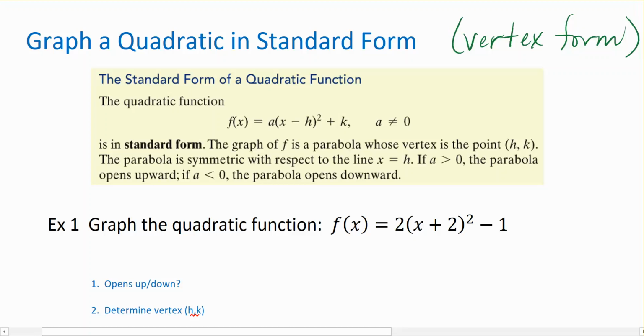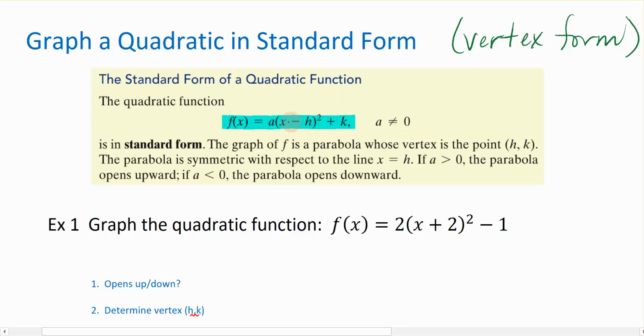So the first way we're going to graph our quadratic function is what's called in this book the standard form. I've also seen it called the vertex form. And the equation that you're interested in is this equation right here. If it is in this form, that's what the book calls the standard form, or like I said, the vertex form. And this is a quadratic function.